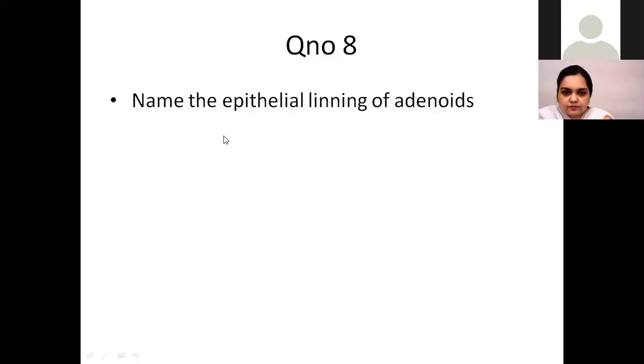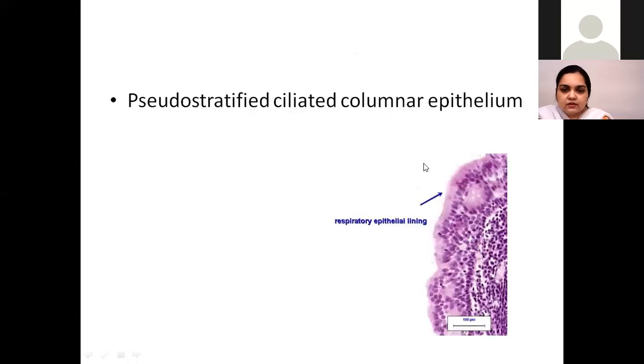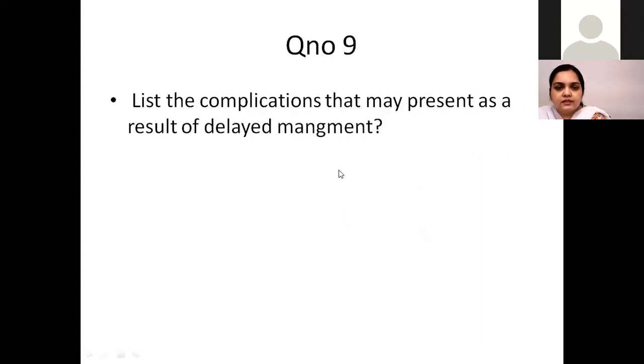Good. Stratified squamous non-keratinized is purely for the palatine tonsil, the single tonsil whose histological features, crypts, and hemicapsule we discussed in detail in our previous lecture. So this is the pseudostratified columnar ciliated epithelium, the epithelial lining.